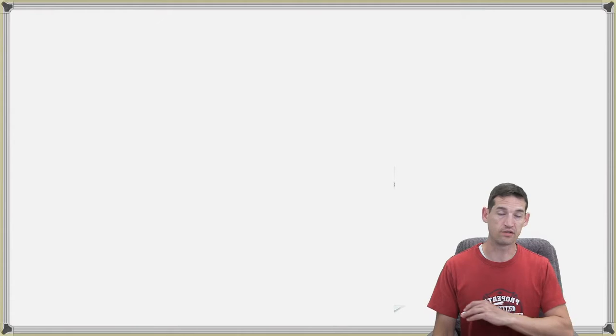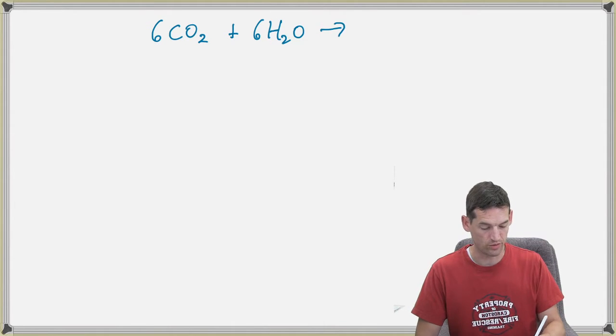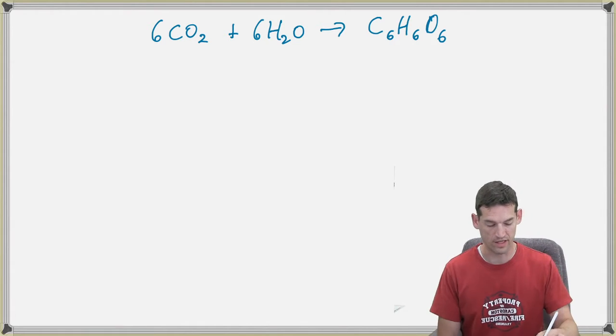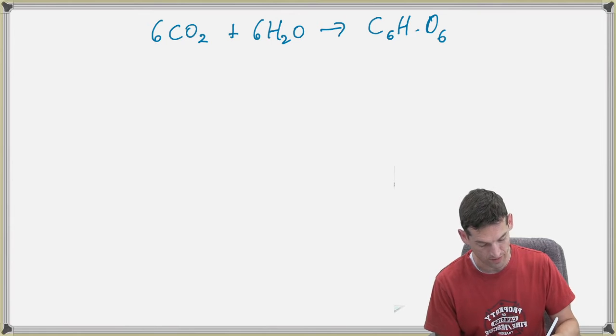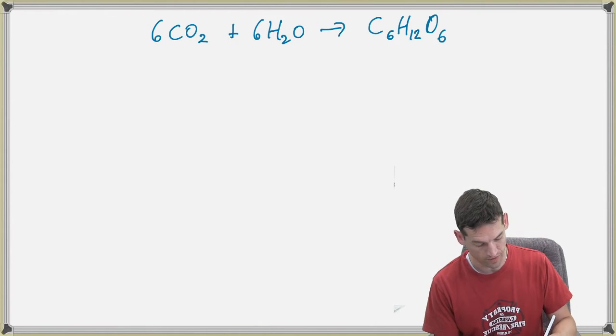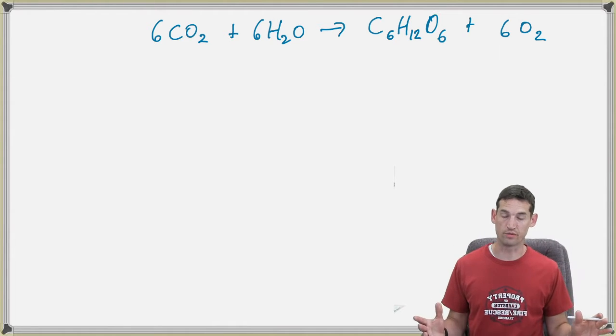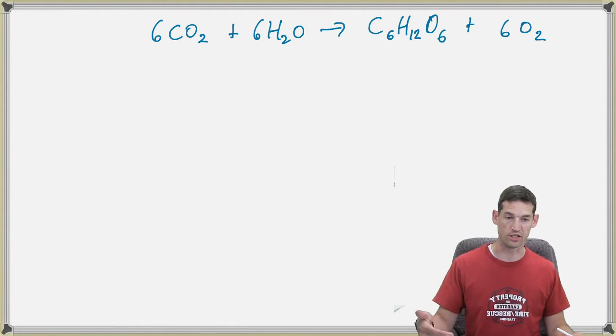So first I'm going to start by just refreshing the reaction for photosynthesis. So I know I have 6 carbon dioxides combines with 6 water molecules to form C6H12O6 and 6 oxygen. So there's my overall reaction plus the energy they've given me in the equation.